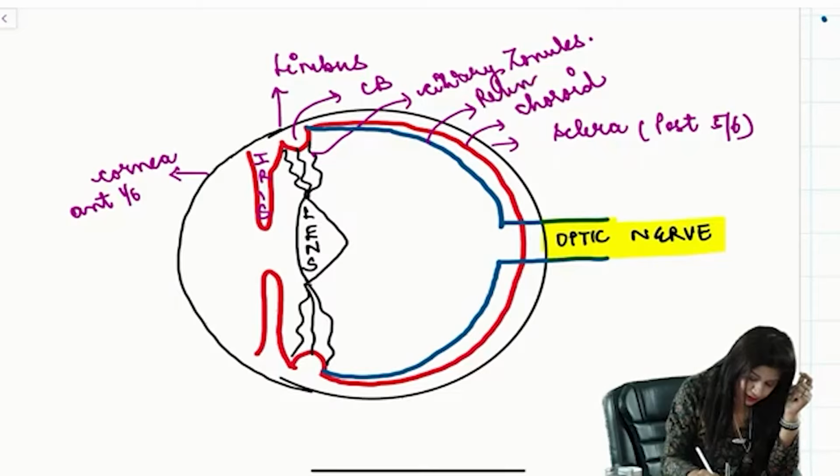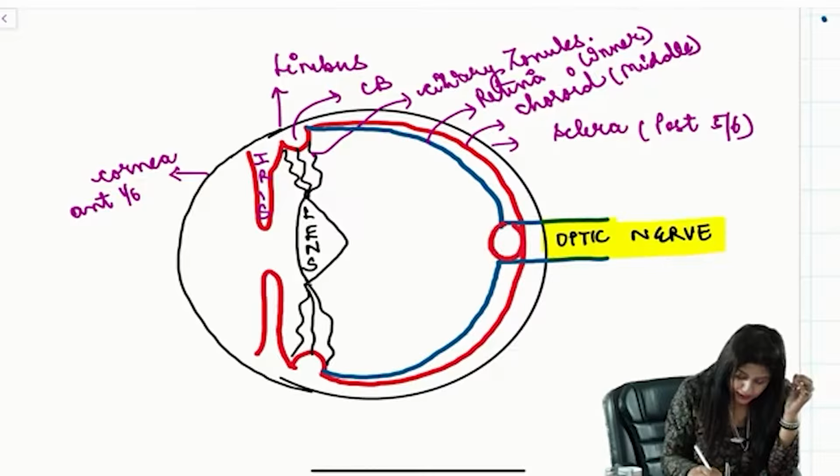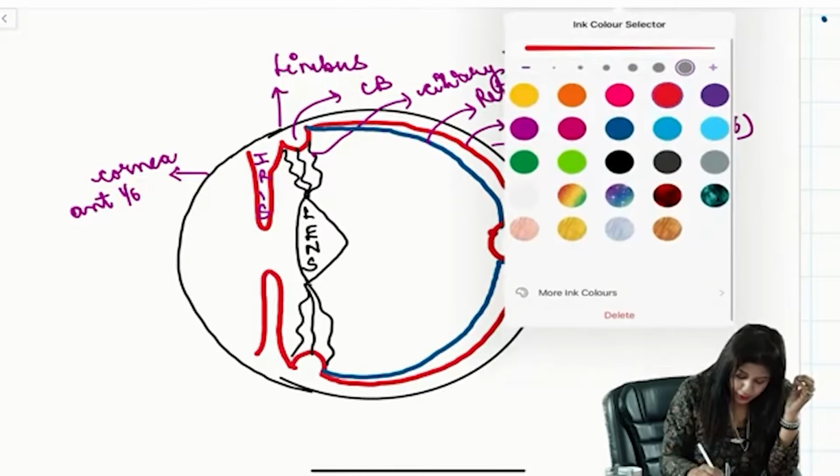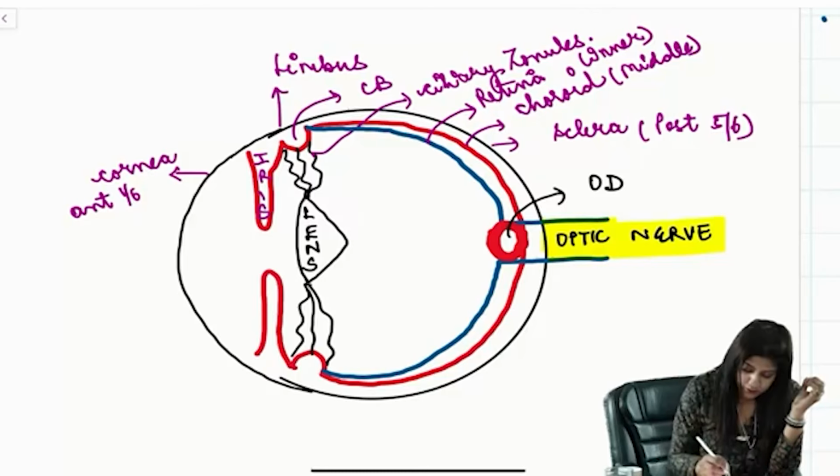So we have the three coats. You can say this is outer, then this is the middle, and this one is the inner one, and the front portion of the optic nerve is called the optic disc. See, like this I will draw the optic disc. This is called the optic disc, with the vitreous cavity.